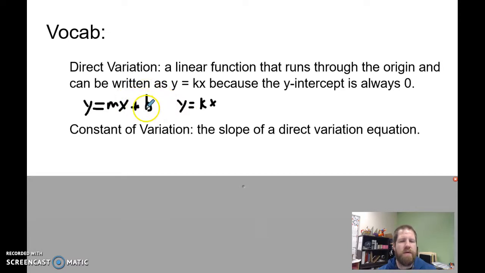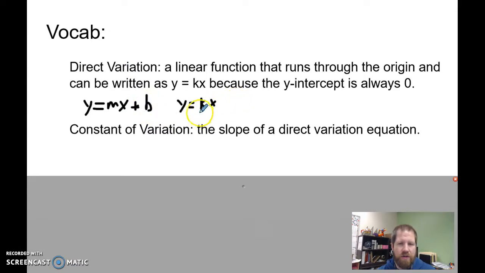That's because b is 0. If b is 0, we don't need it in there. And we use k instead of m just to show that it is this direct variation equation, to show that I didn't just forget about my y-intercept. I didn't just forget about b. There is no b. b is 0.